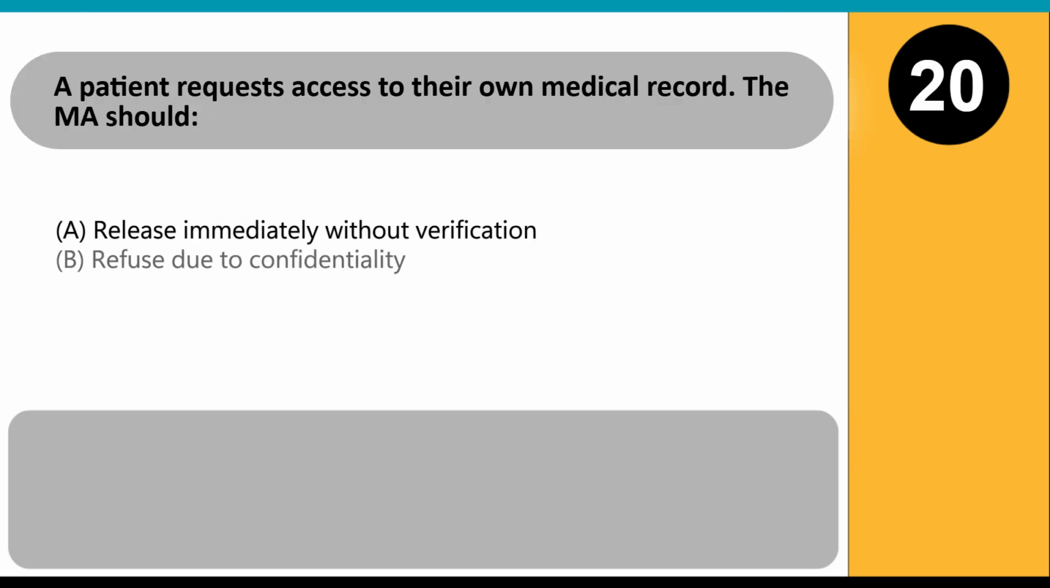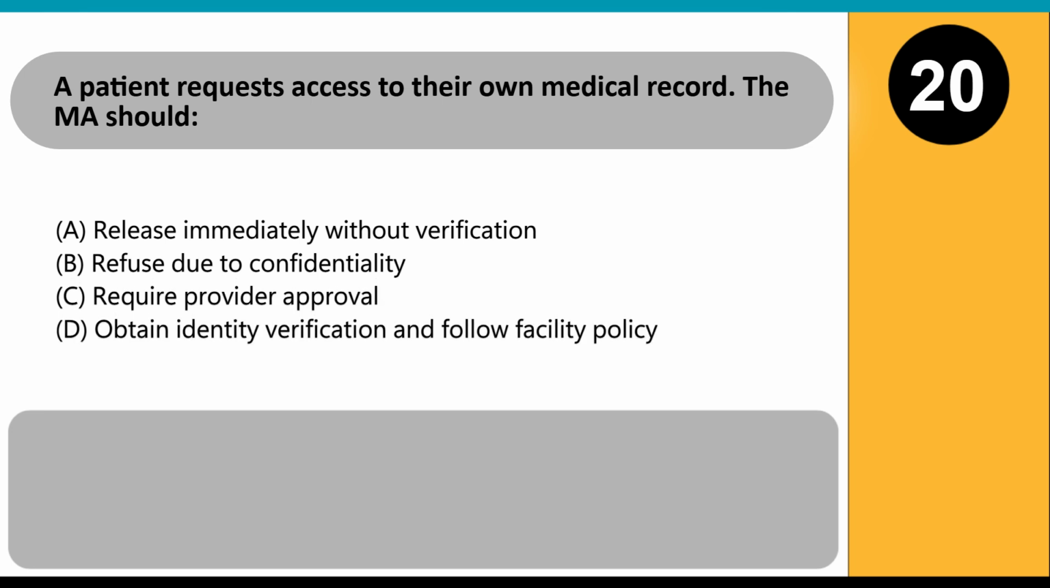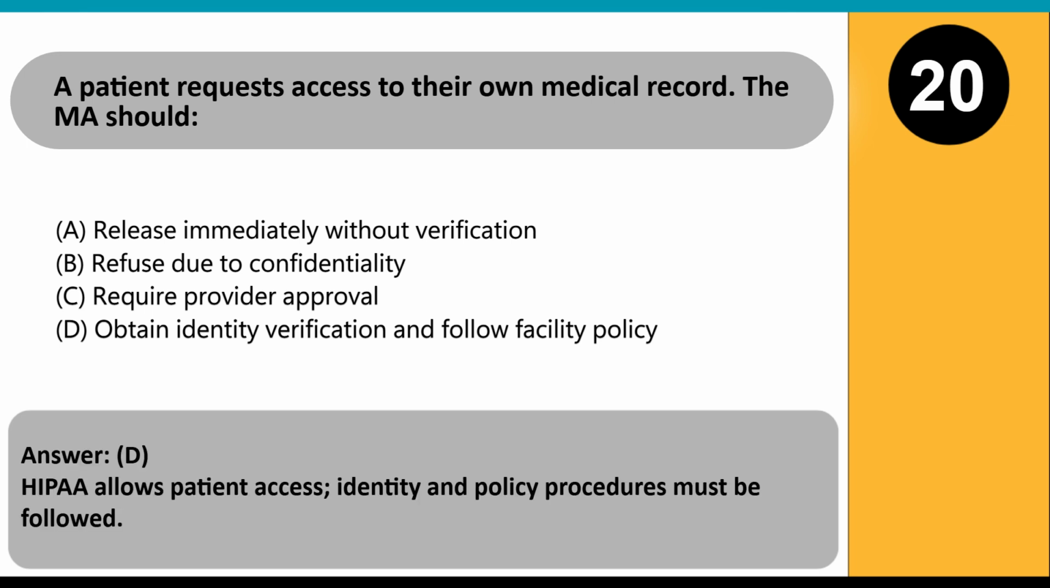A patient requests access to their own medical record. The MA should: A. Release immediately without verification. B. Refuse due to confidentiality. C. Require provider approval. D. Obtain identity verification and follow facility policy. Answer D. HIPAA allows patient access. Identity and policy procedures must be followed.